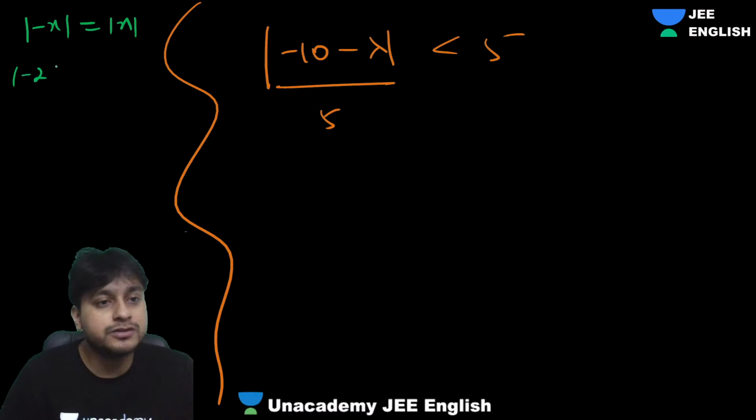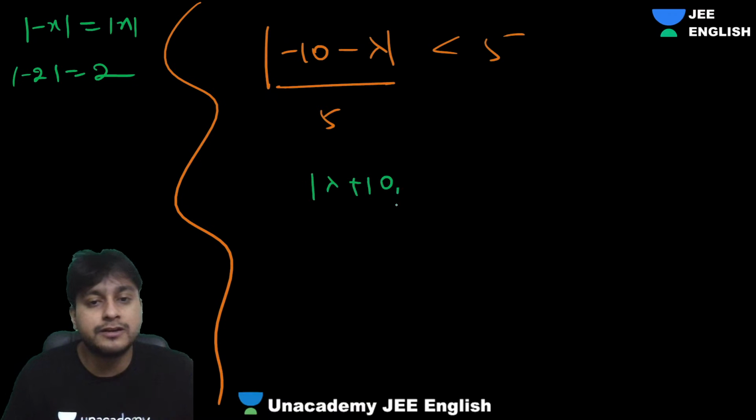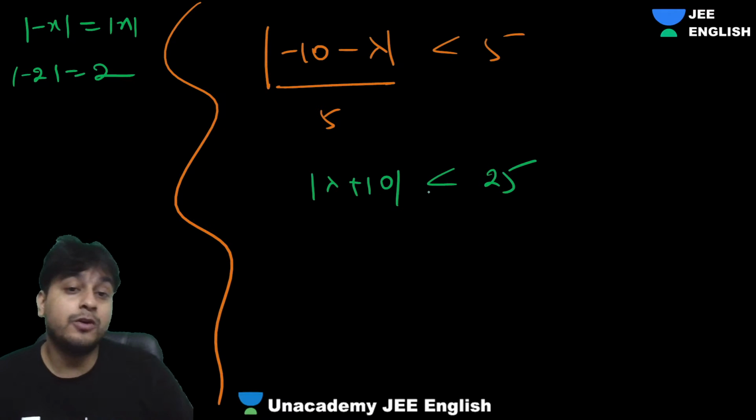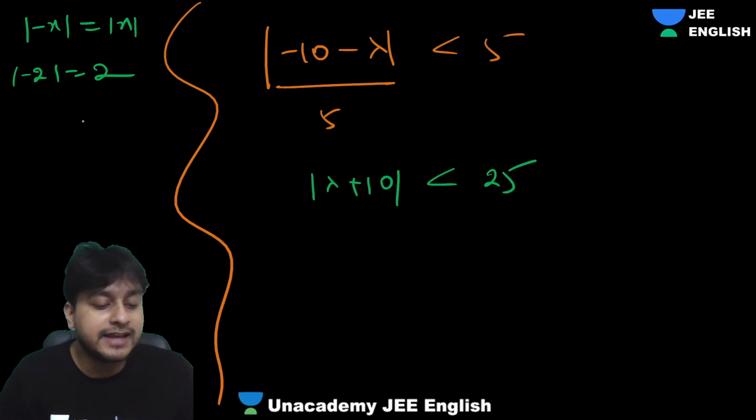Mod of minus 2 is... why write it like this? Can I say that is nothing but mod of lambda plus 10 only? If you take minus common, that will obviously be there. It's less than 25.